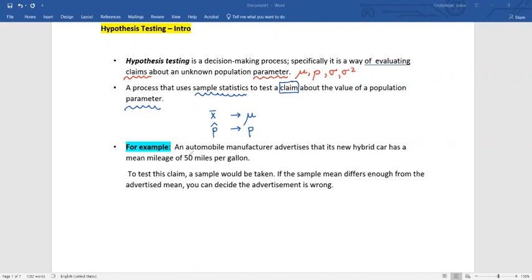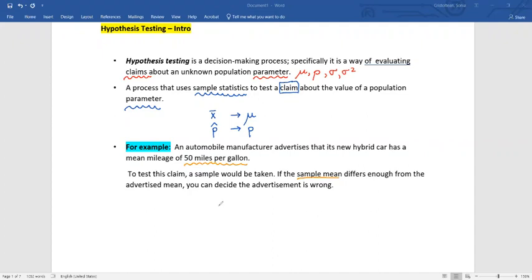Okay, so let's just try to get the idea of what we are doing before giving any more definitions. And here is this example. Let's just say that an automobile manufacturer advertises that its new hybrid car has a mean mileage of 50 miles per gallon. To test this claim, a sample will be taken. If the sample mean differs enough from the advertised mean, you can decide the advertisement is wrong. So let's see. You don't believe this advertisement. What will you do? You will take a sample and find the sample mean.